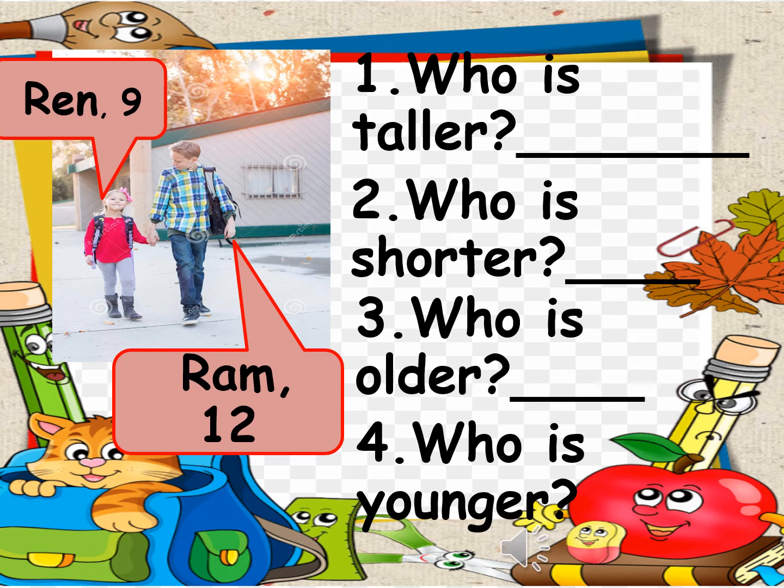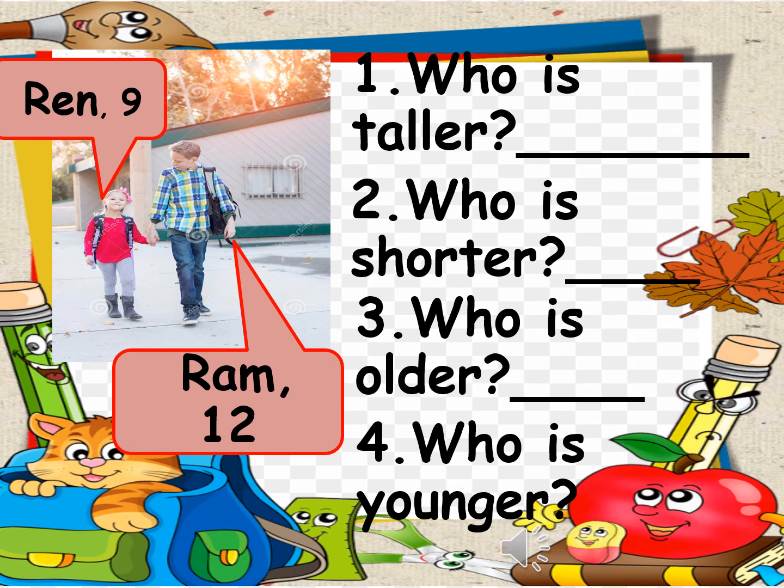Very good. What about number 2? Who is shorter? Look at their heights. Okay, write your answer. What's your answer, students? That's correct. Ren is shorter than Ram.